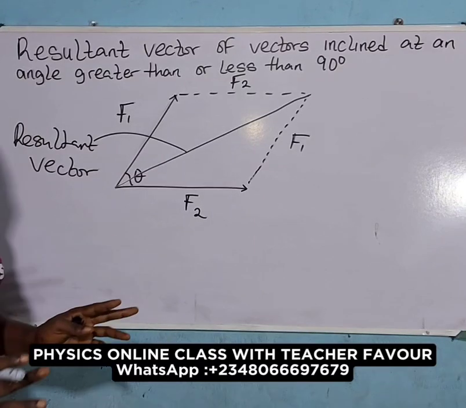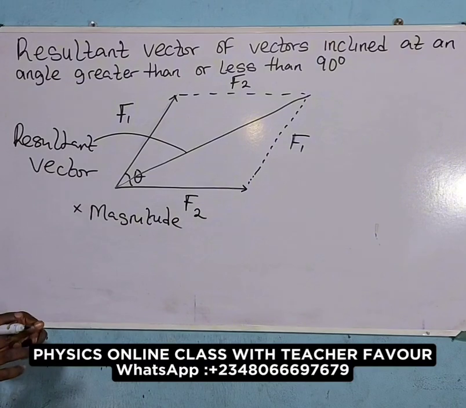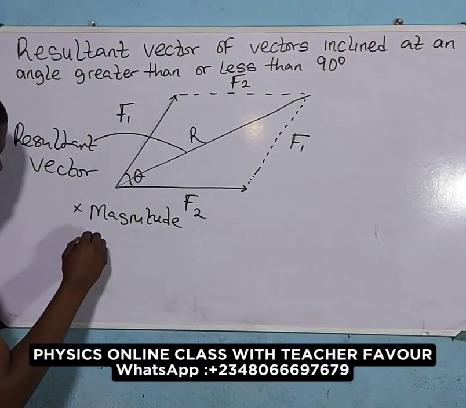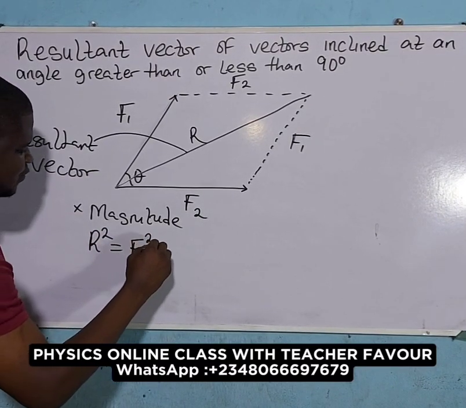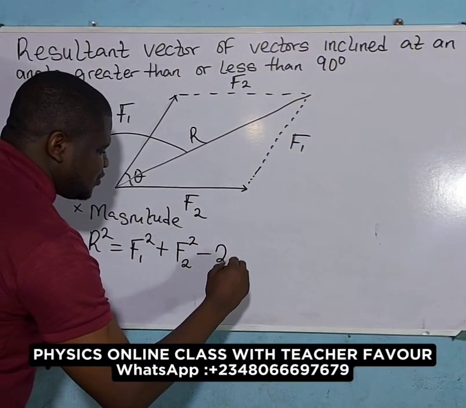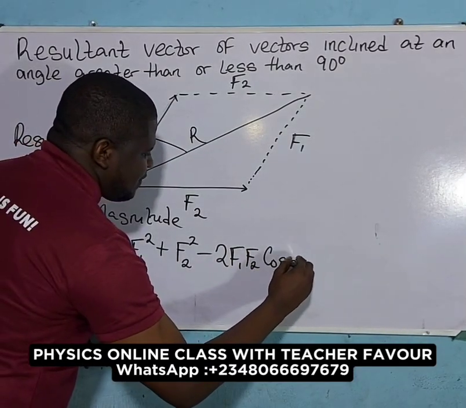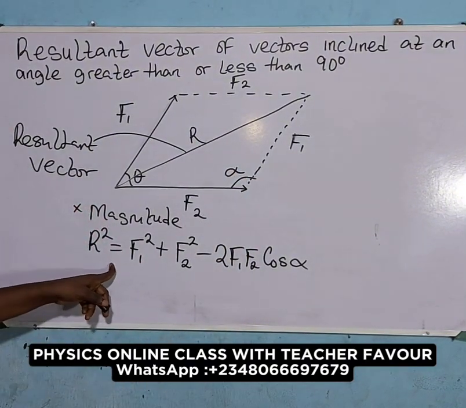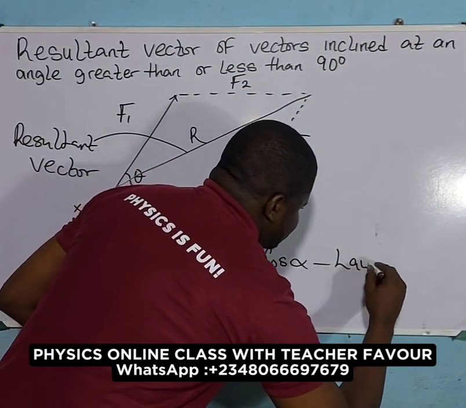To get this resultant vector, first of all, we find the magnitude. To find the magnitude, we make use of the cosine rule or law of cosine. According to the cosine rule, R squared will be equal to F1 squared plus F2 squared minus 2 F1 F2 cos alpha. Alpha is the angle of inclination here. This will give us the magnitude. Remember, we call this the law of cosine.